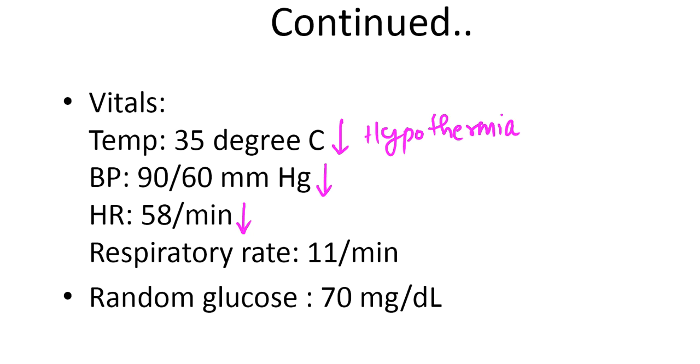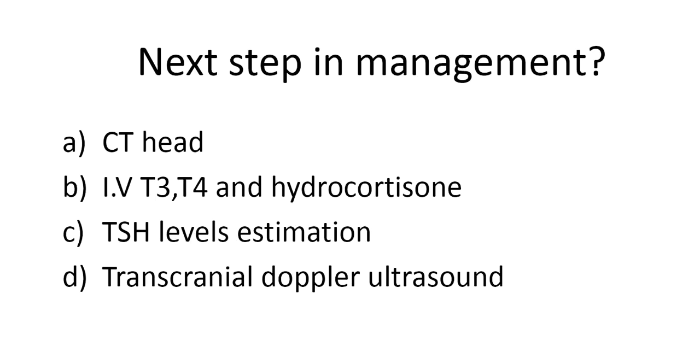Now this patient, because she was unresponsive, was intubated and sent to the ICU. The question is, what is the next step in the management of this patient? Is it CT head, IV T3, T4 and hydrocortisone administration, TSH level estimation, or transcranial Doppler ultrasound? One thing to be noted here is that you can rule out CT head and transcranial Doppler ultrasound, because we are not dealing with some problem inside the brain.